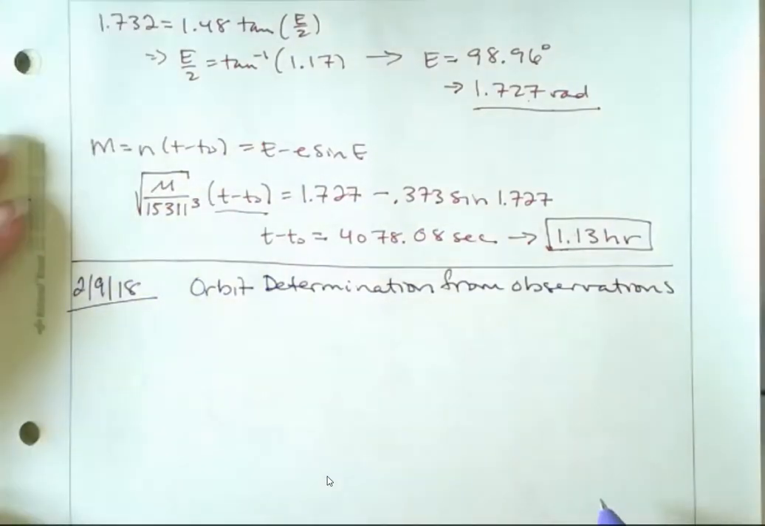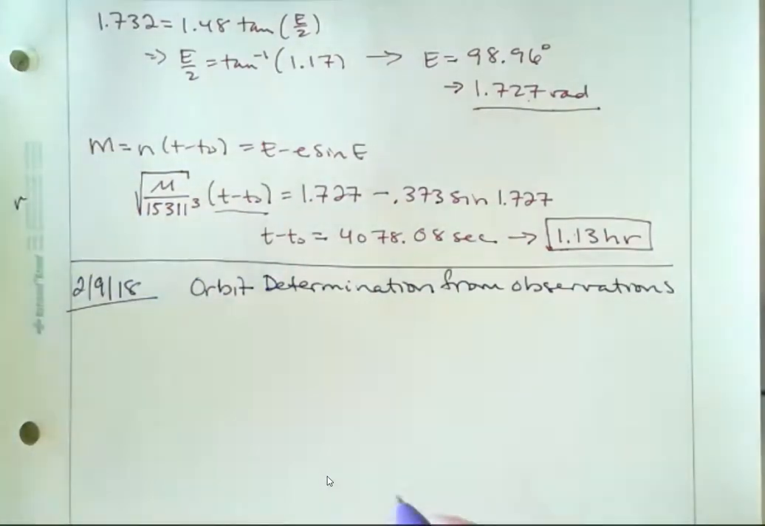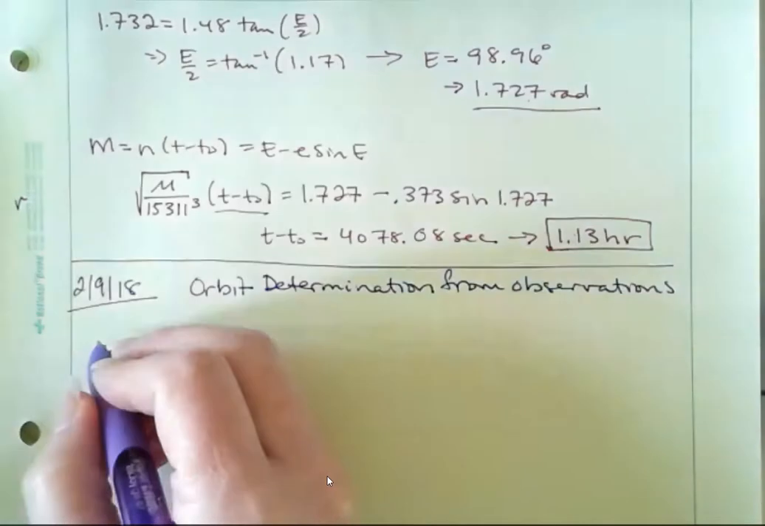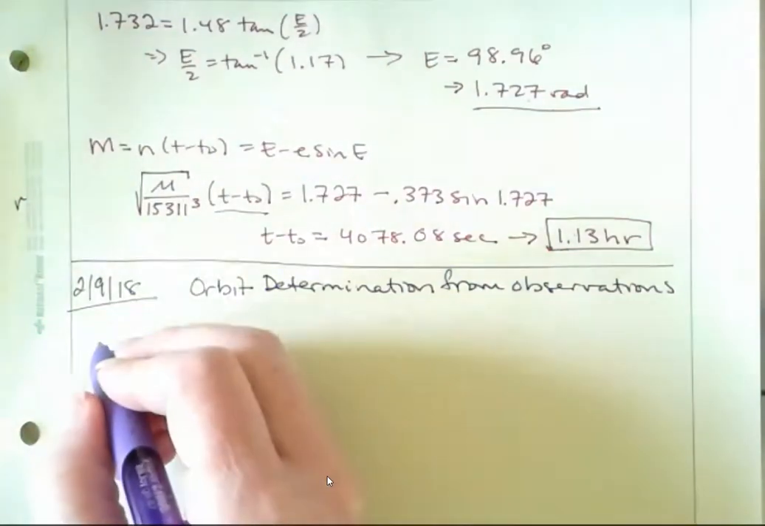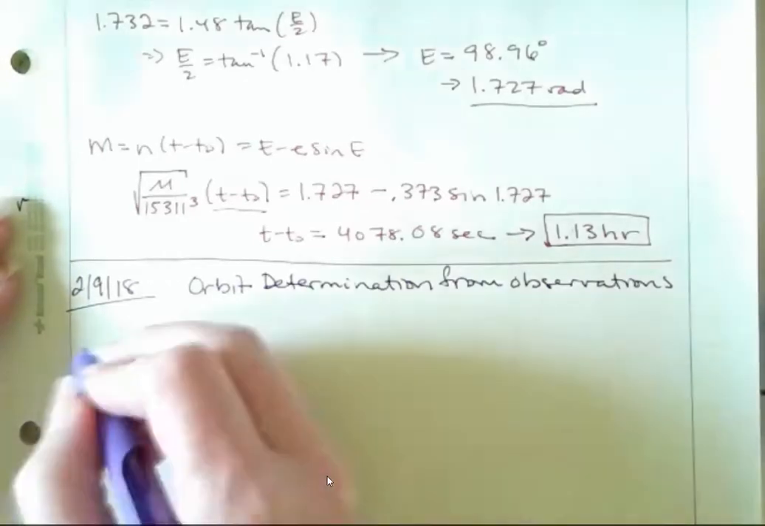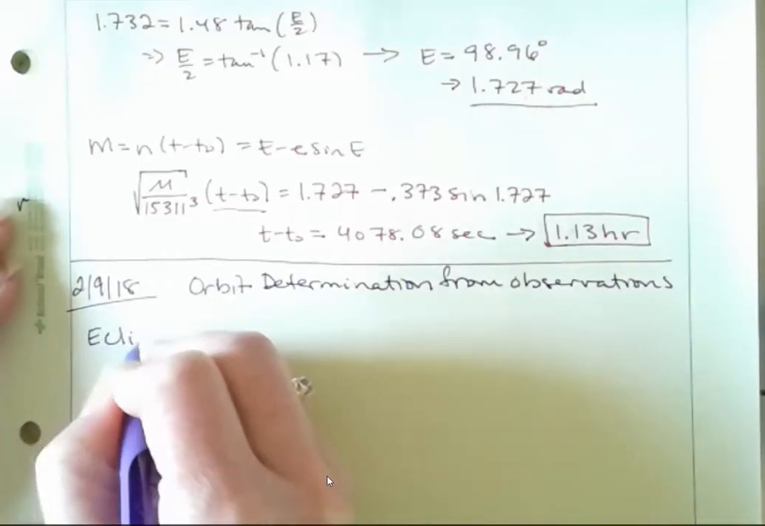All right, so to do this, first thing we need to do, we need to cover a few coordinate systems that we haven't talked about yet. So these are going to be basic coordinate systems used in orbital mechanics. First, let's start with something called the ecliptic plane. So this isn't actually a coordinate system, but we need to know what it is.